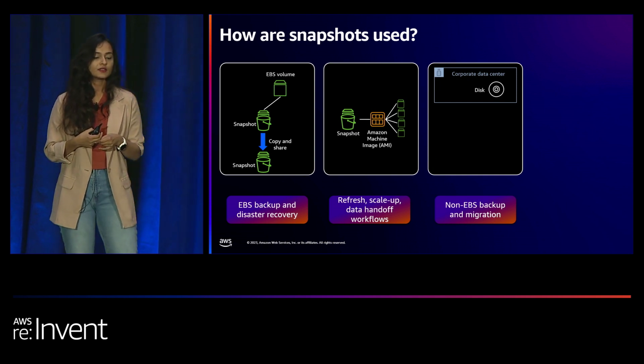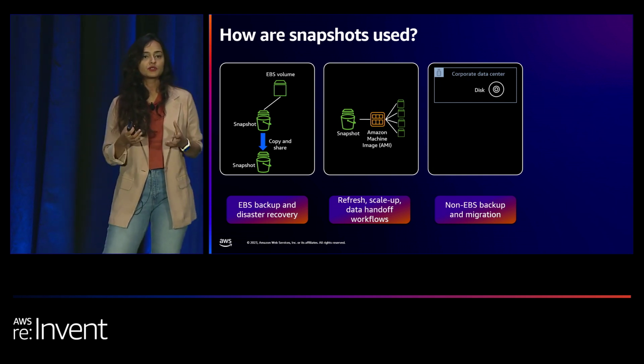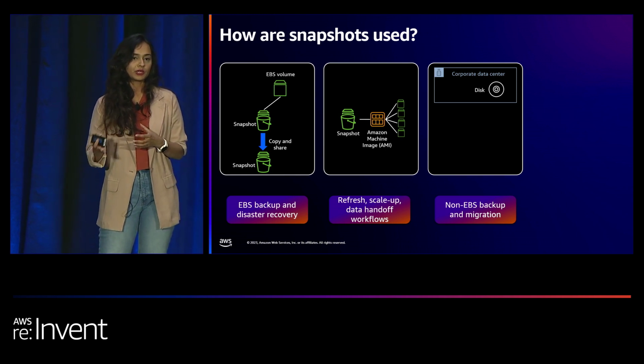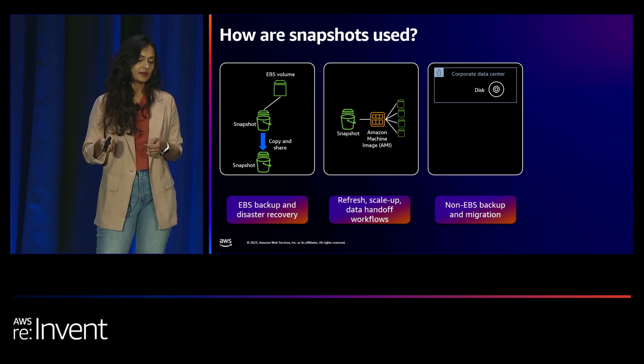The third use case is non-EBS based backup and migration. A lot of times our customers will back up the data in their corporate data centers to an EBS snapshot and then recover that in the cloud to an EBS volume. And it's extremely easy to back up your on-prem data to EBS snapshots.